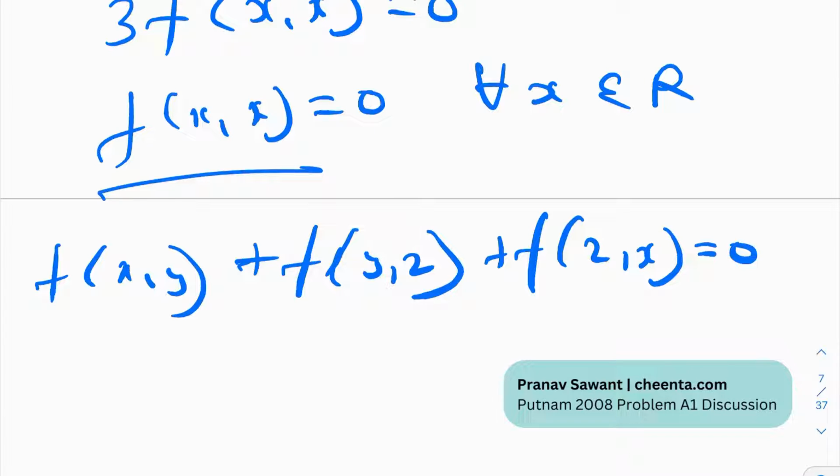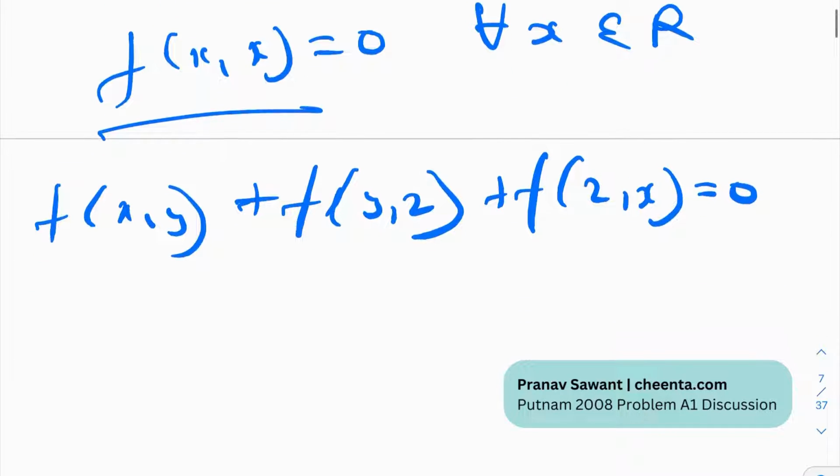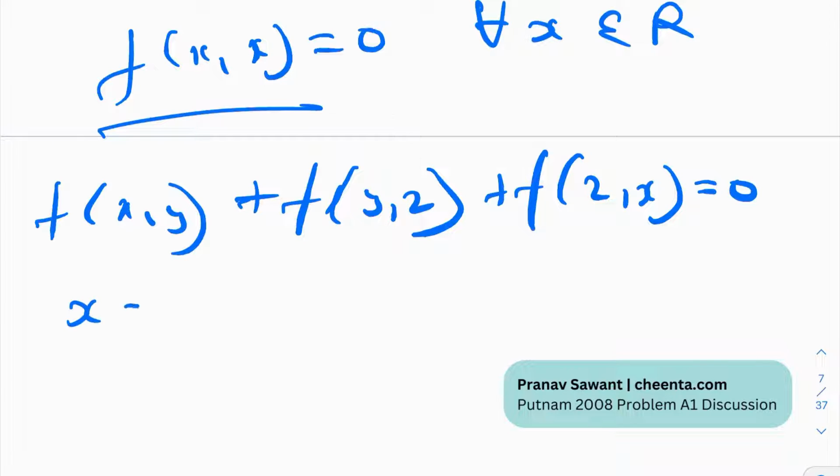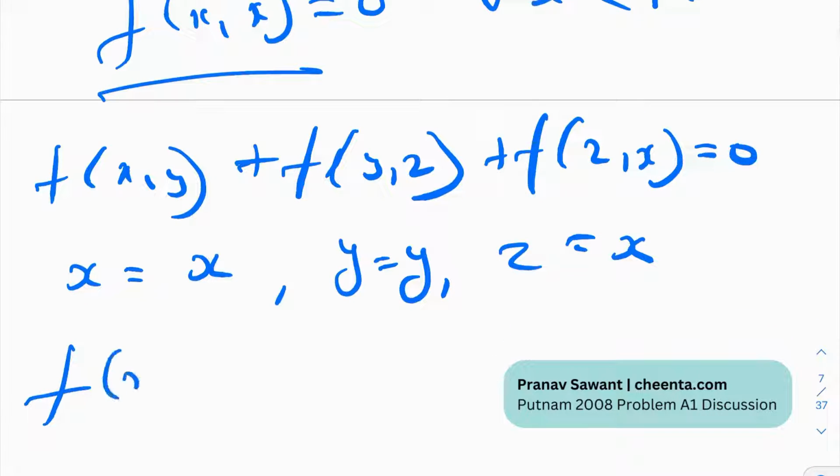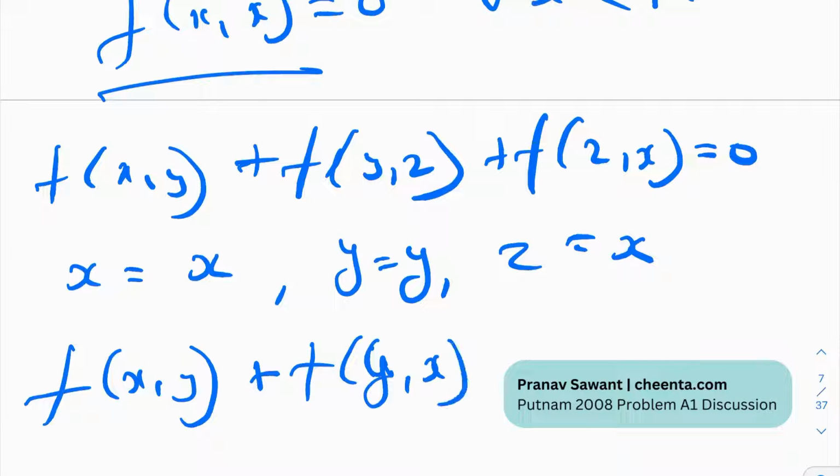So first we plugged in x comma x comma x. Now what I'm going to do is plug in x equals x, y equals y, and z equals x. Now you'll actually see why this is helpful, because I get f of x comma y plus f of y comma x plus f of x comma x is equal to 0.